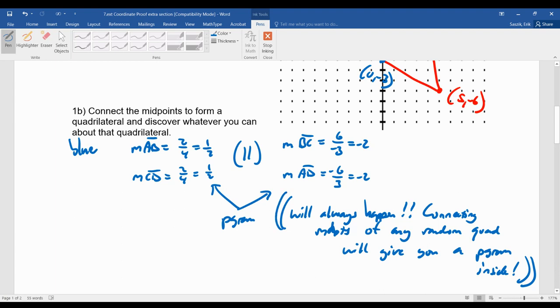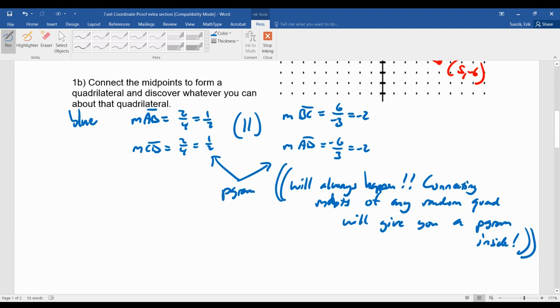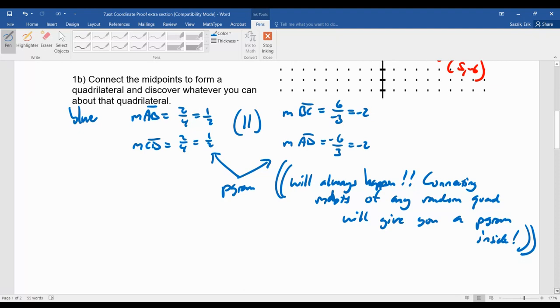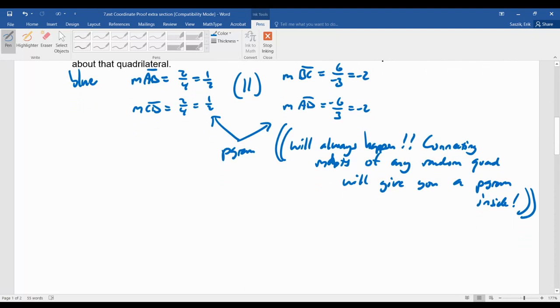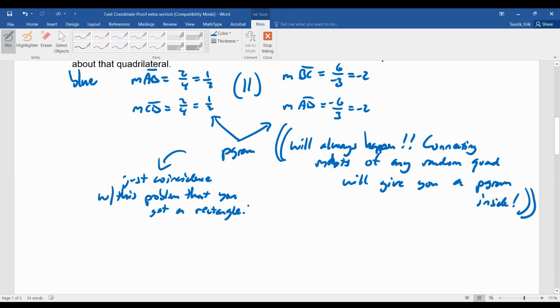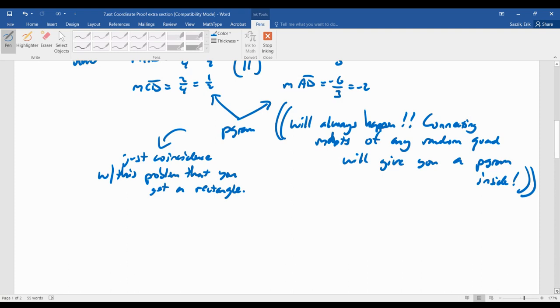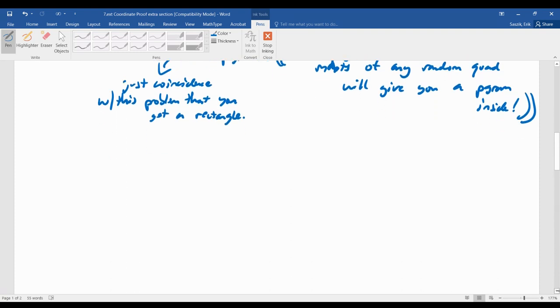Now, what is coincidence is that these are opposite reciprocal slopes. That's just coincidence that I picked something that ended up being a rectangle in the middle. It is just coincidence with this problem that you get a rectangle. All right? So you could get a rectangle, you could even get a square, but you will always get at least a parallelogram. Now, I'm going to talk about why that happens.